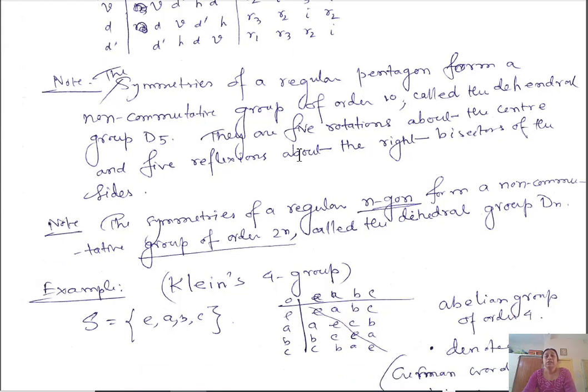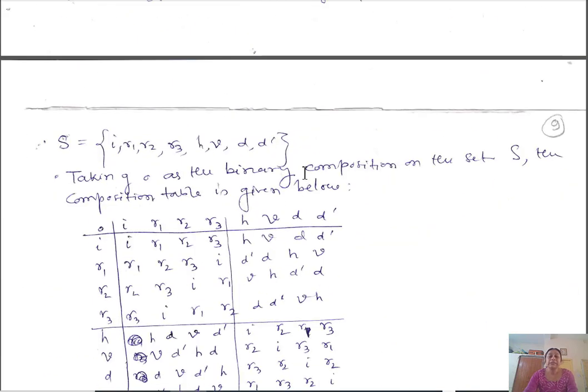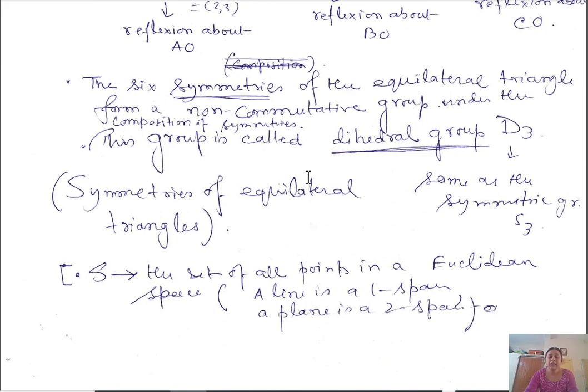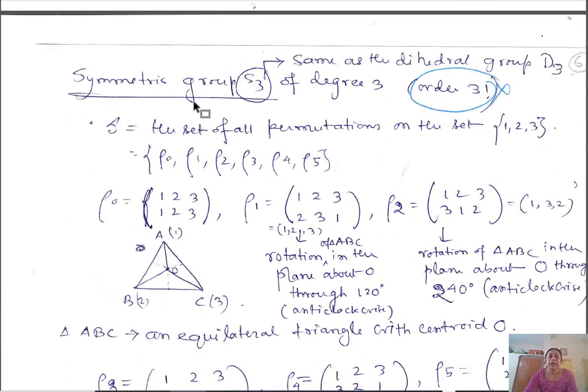Now if you have a 3 elements set, earlier we have seen, you consider the symmetries of the triangle. This essentially gives you 6 permutations, and that actually forms a group.